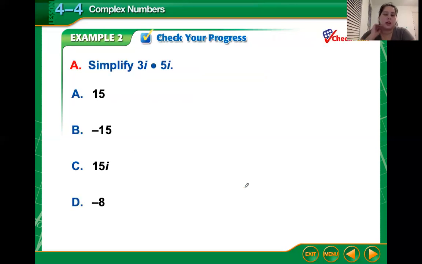So go ahead and try doing 3i times 5i. All right, so we're going to multiply like with like. So I'm going to do 3 with 3, and then the i with the i. So I'm going to get 15 i squared, which is just 15 times -1, which is -15. So our answer is B.